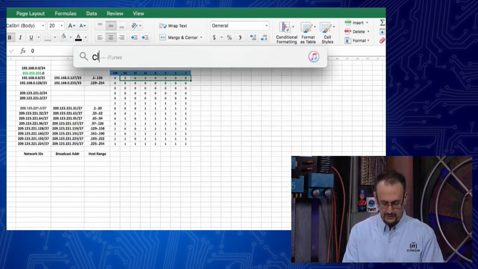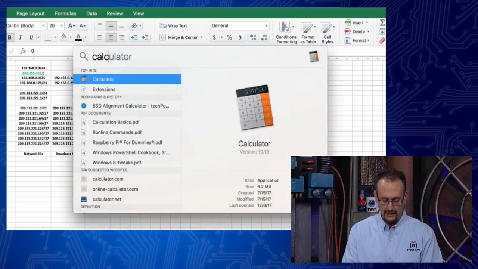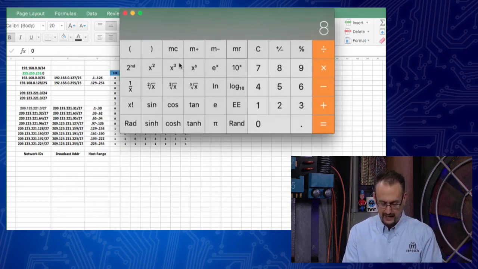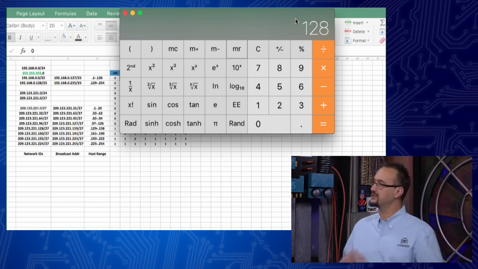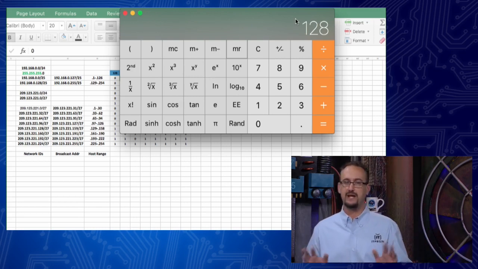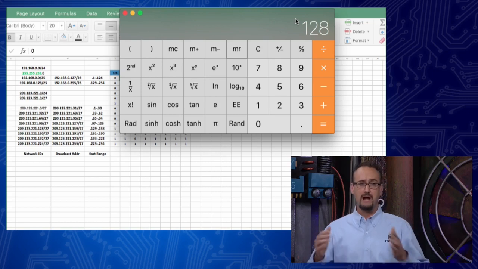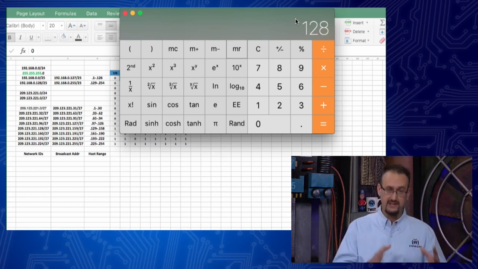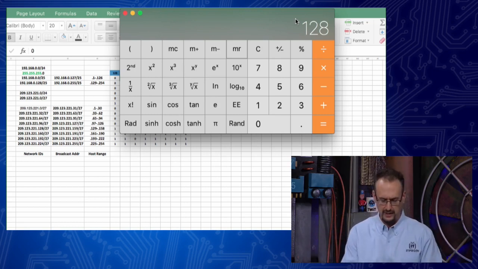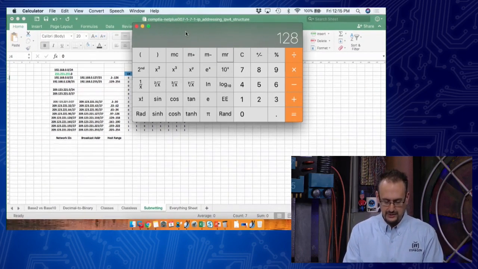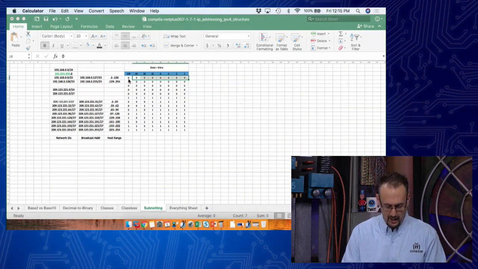If we bring up our calculator again, let's do exactly that. Let's do 2 to the power of 7 equals 128, minus our 2, because we can't give 2 of those out. That lets me know that this is how many bits I need to give me 100 hosts within a network.